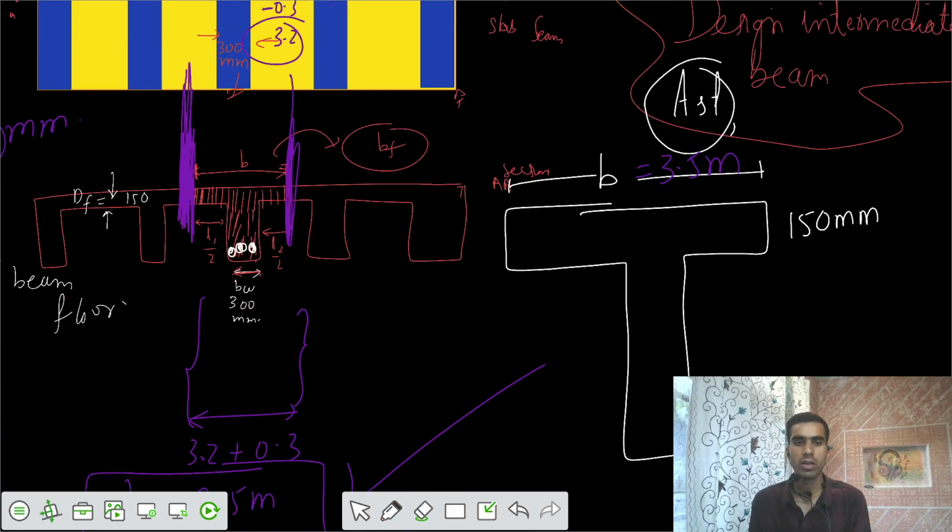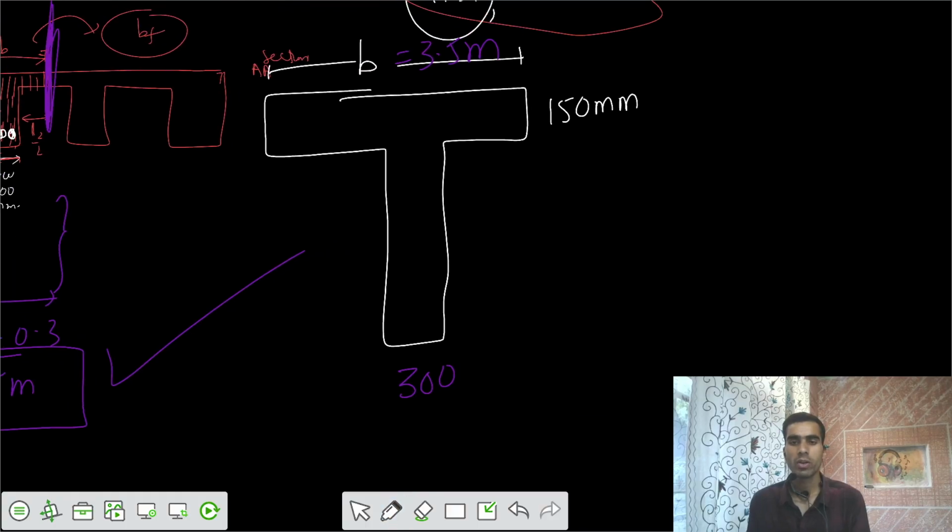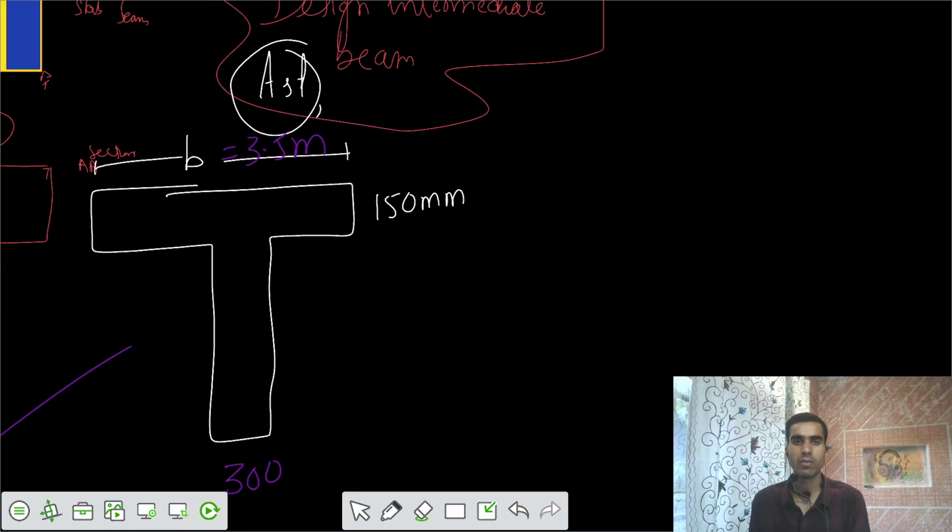And also I know the width of the web, that is 300 millimeters. Can you tell me what we need to design now? The area of the steel we need to design, okay? Is there any other data we have to get?